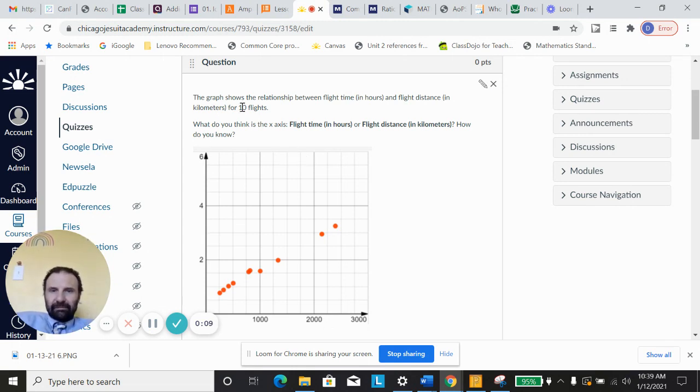This graph shows the relationship between flight time in hours and flight distance in kilometers for 10 flights. 1, 2, 3, 4, 5, 6, 7, 8, 9, 10 different flights. What do you think is on the x-axis? It's not labeled. Do you think the x-axis is the flight time in hours or the flight distance in kilometers? And how do you know?